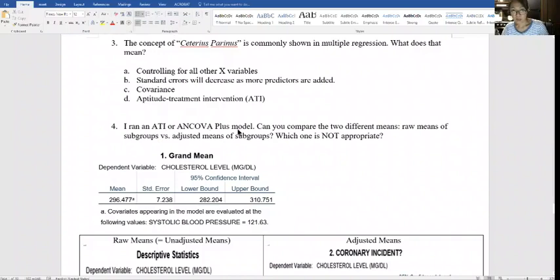I ran the ATI model here, or ANCOVA. So that means what? You have an interaction effect here. Can you compare the two different means? What are the two different means? Raw means, and subgroup adjusted means.